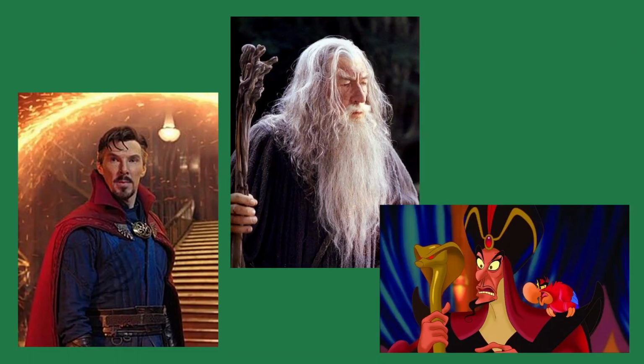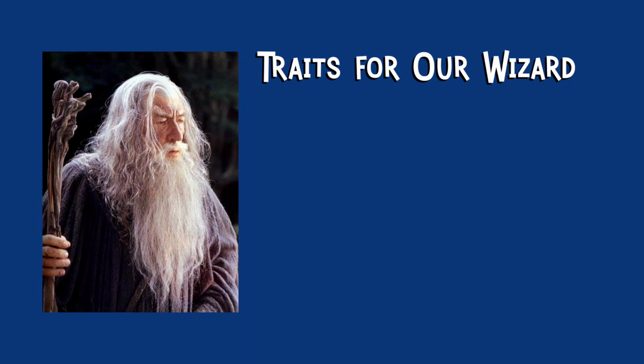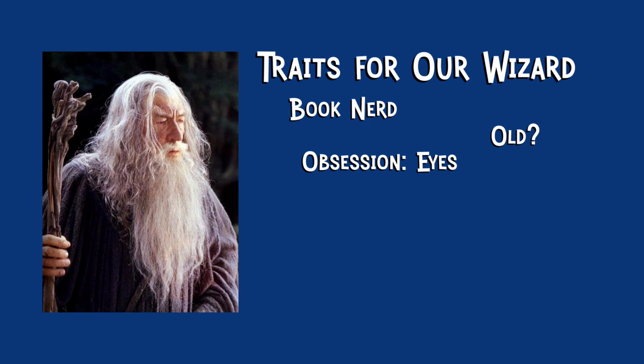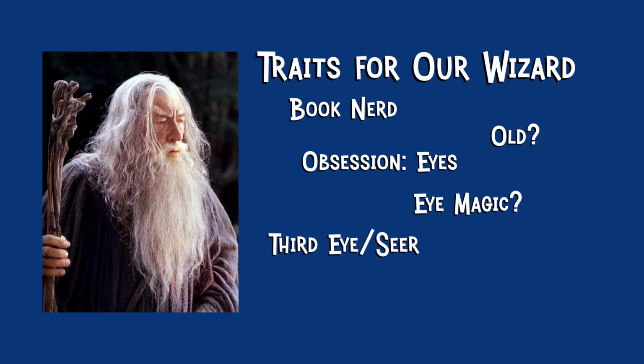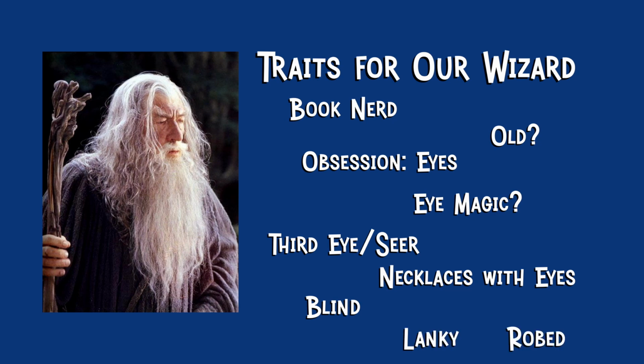Now, we wanted a bunch of different things to be true for this character, and to figure out who this character would be, I went to my chat during the live stream and asked them some questions. We came up with a cool list. A book nerd, which is kind of true of all wizards. Maybe old, obsessed with eyes came up. And then we went down this path of maybe they do magic through eyes. So we got third eye seer maybe. Necklaces with eyes on them, blind. And then I thought they might be lanky and robed. But let's see what became of it.